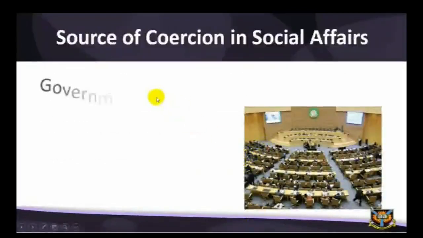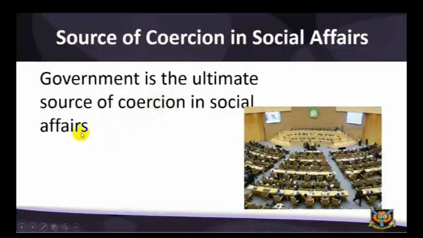Source of coercion in social affairs. Government is the ultimate source of coercion in social affairs. If collective decisions must be implemented or enforced, there must be some form of collective agency with a monopoly over the use of force. This agency is the government. While the use of force or threat of the use of force is not always advisable, it may be unavoidable in instances where groups of individuals resist or violate collective decisions.